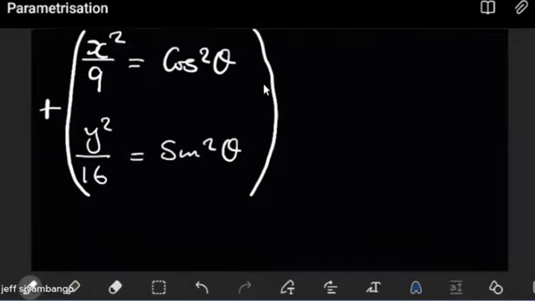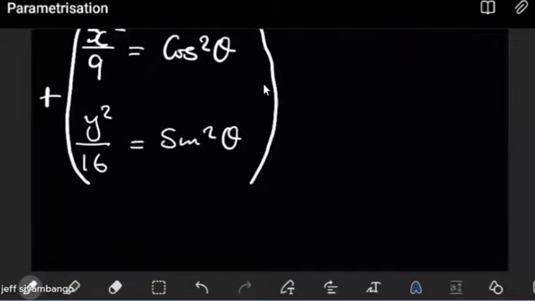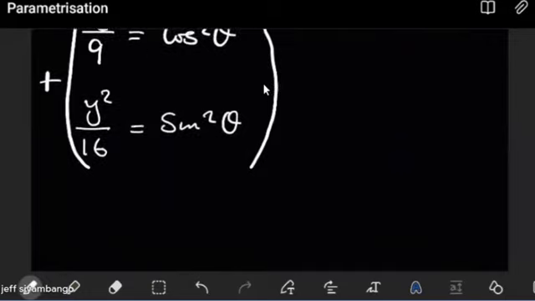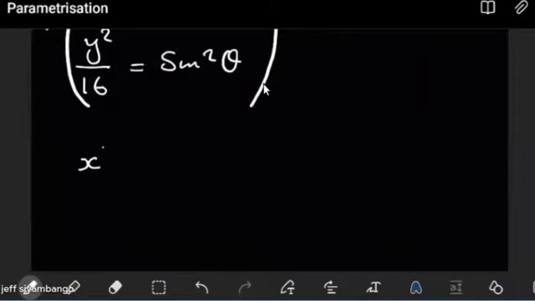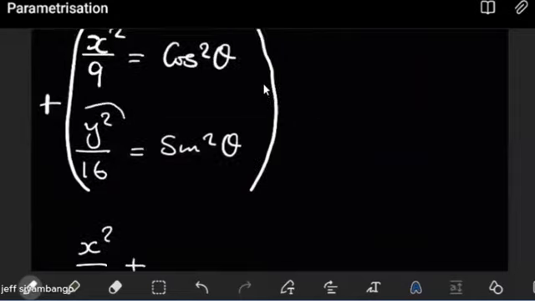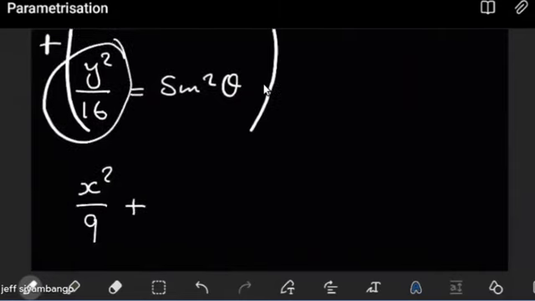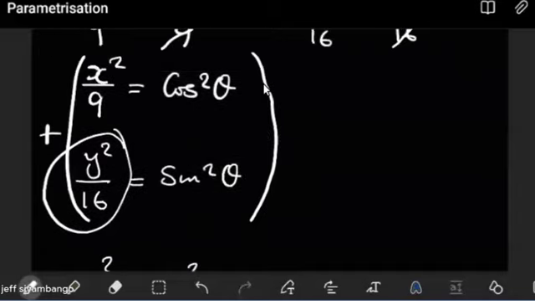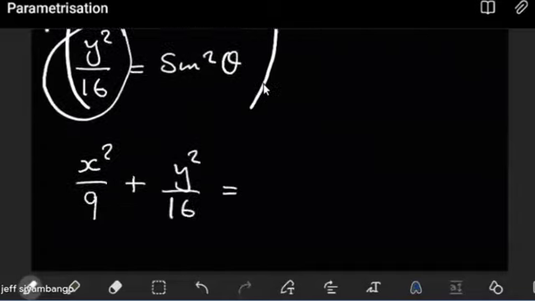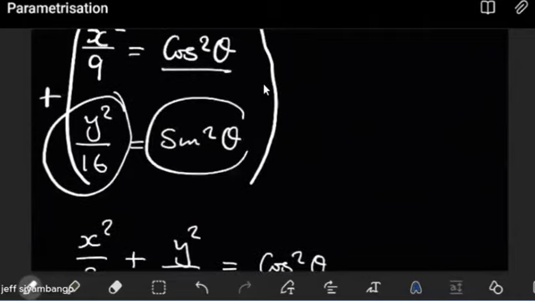So to add these, add the left sides. So from the first one, the left side is x squared over 9. Plus, from the second one, the left side is y squared over 16. Equal. From the first one, on the right side, we have cos squared. And then from the second one, we have sine squared.